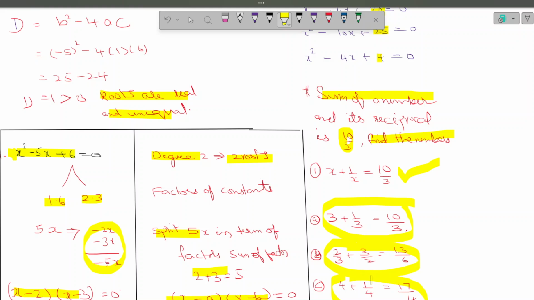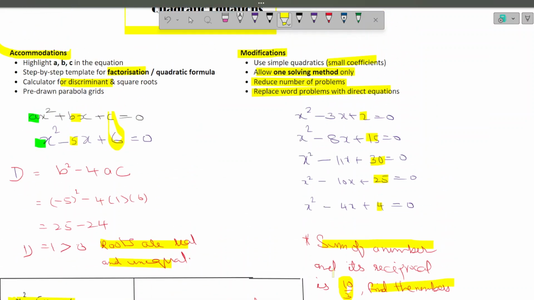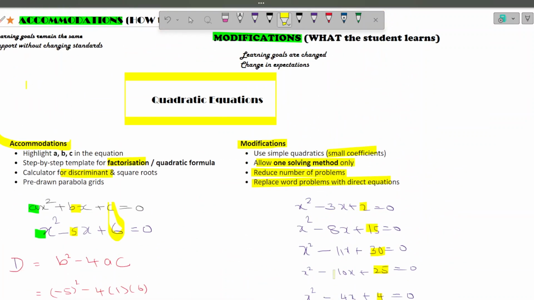This is one of the models I have made for this. I will make some for a few other topics. Okay, that is modification and accommodation using the quadratic equation.